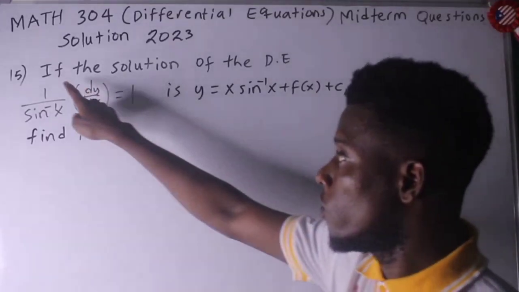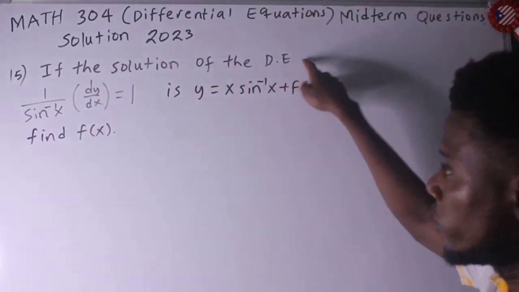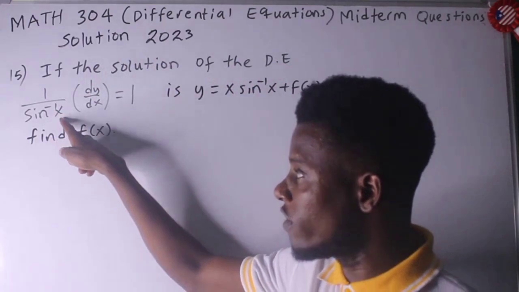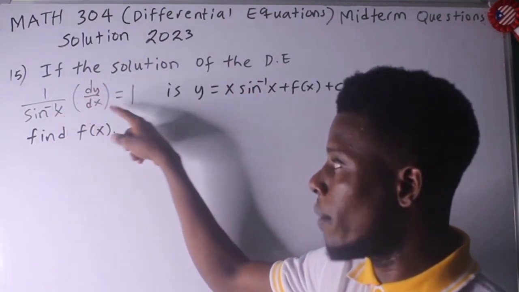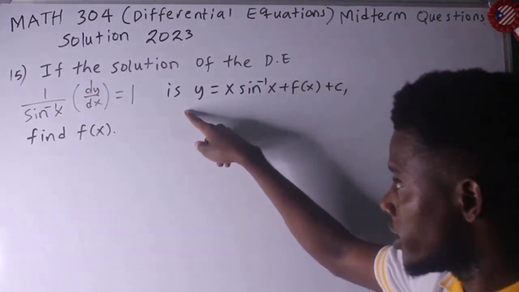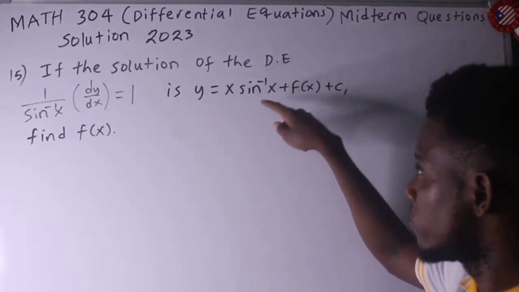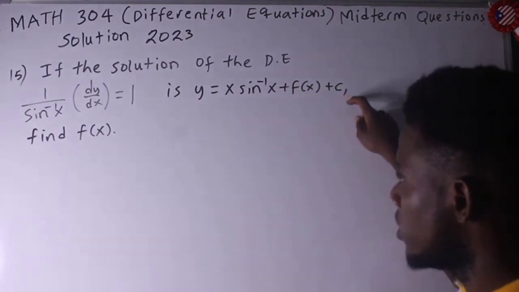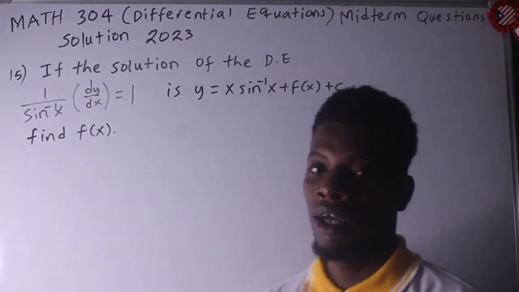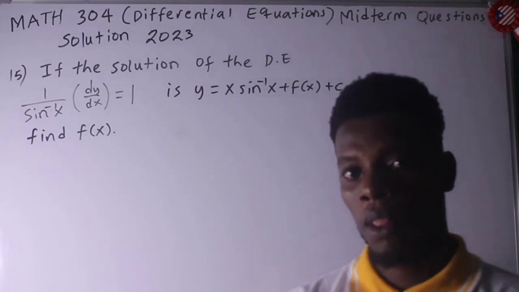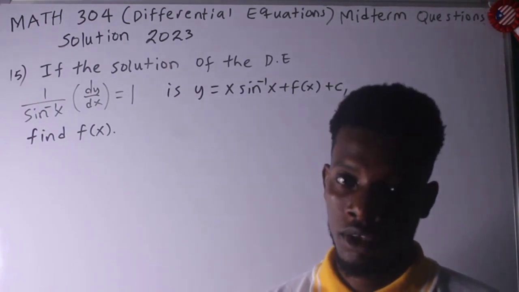Question 15 says, if the solution of the differential equation 1 over sine inverse of x multiplied by dy by dx equals 1 is x sine inverse of x plus L of x plus c, find L of x. We could solve this problem by using differentiation. We could also solve it by using integration.